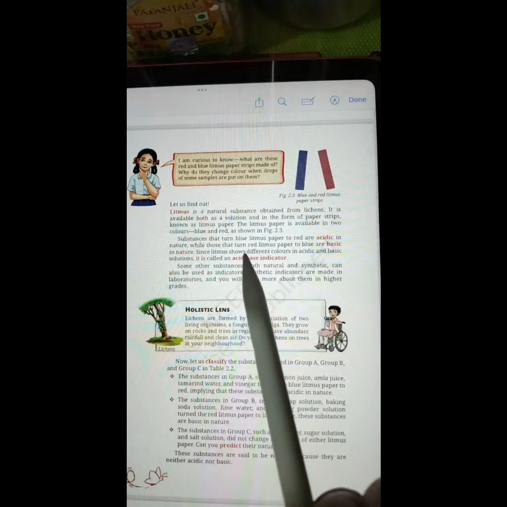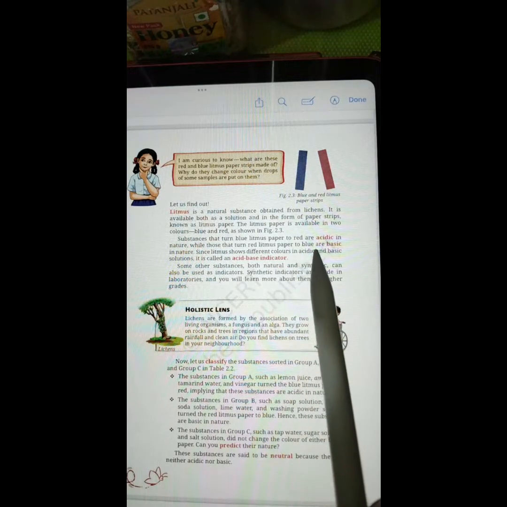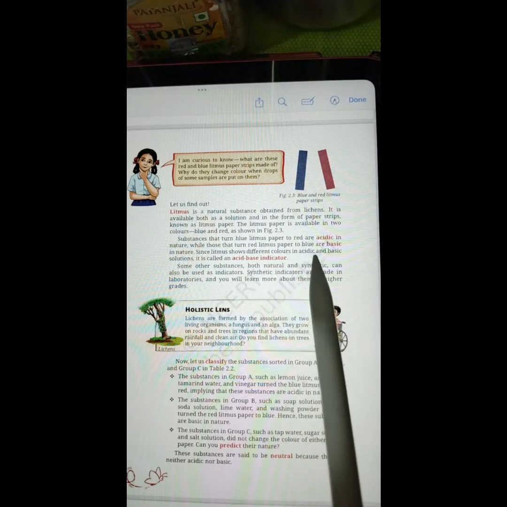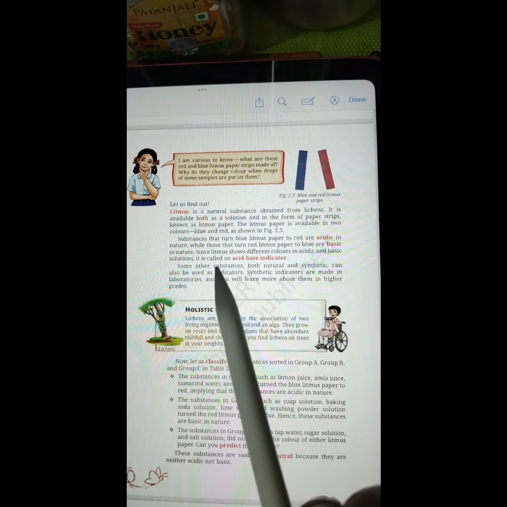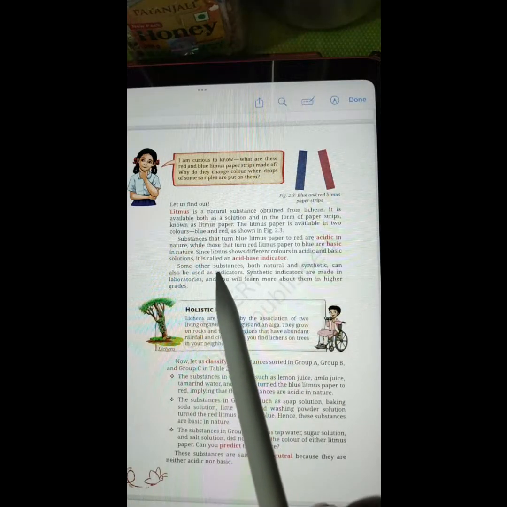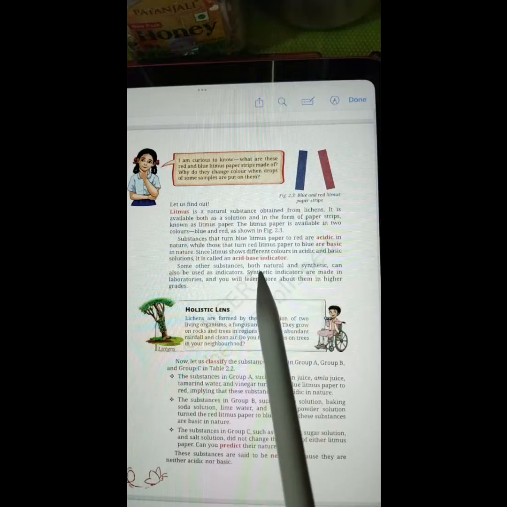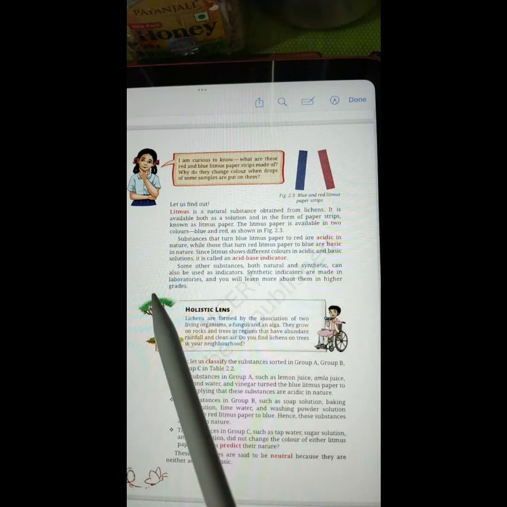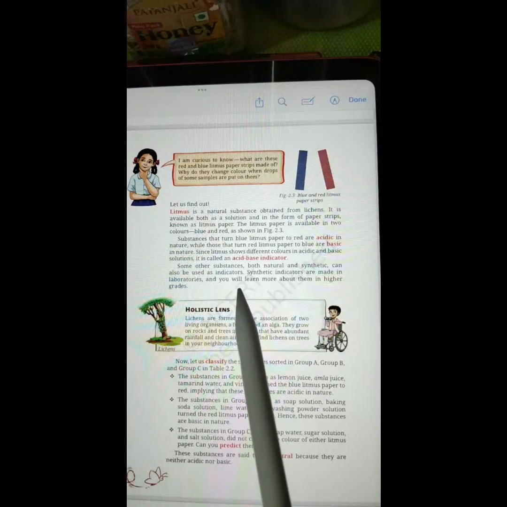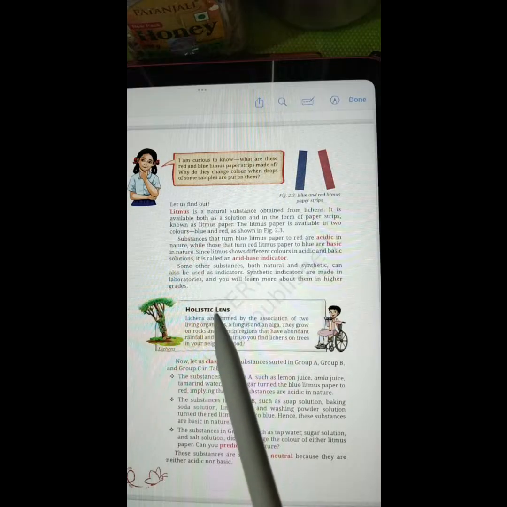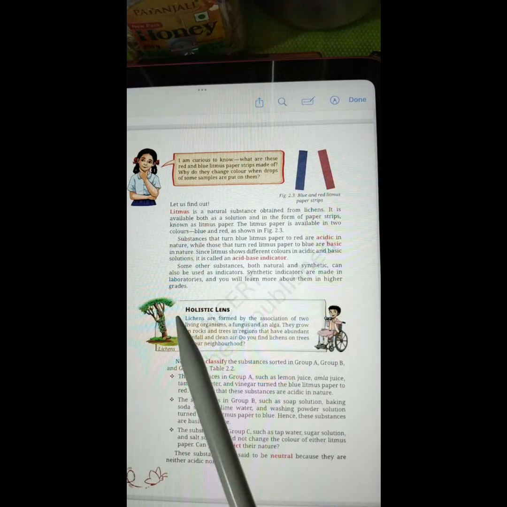Substances that turn blue litmus paper to red are acidic in nature, while those that turn red litmus paper to blue are basic in nature. Since litmus shows different colors in acidic and basic solutions, it is called an acid-base indicator. Some other substances, both natural and synthetic, can also be used as indicators. Synthetic indicators are made in laboratories, and you will learn about them in higher grades.